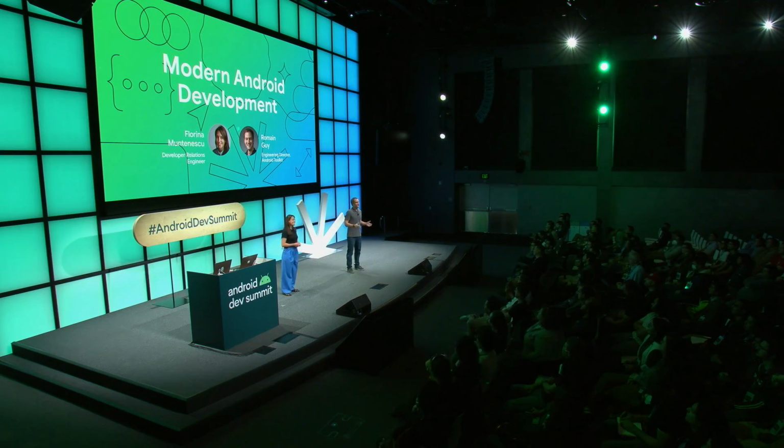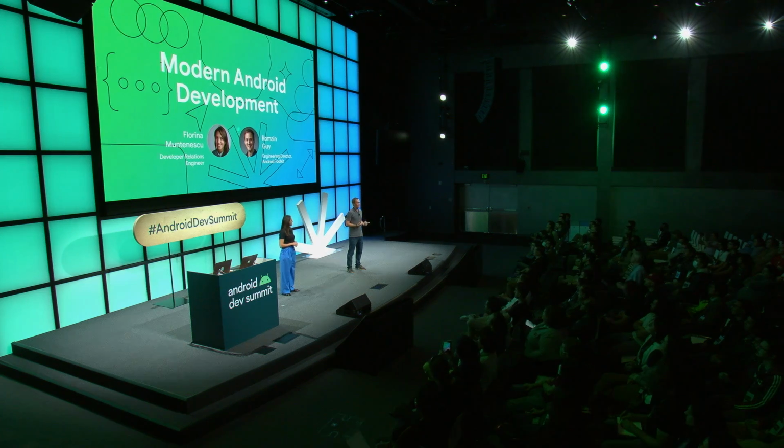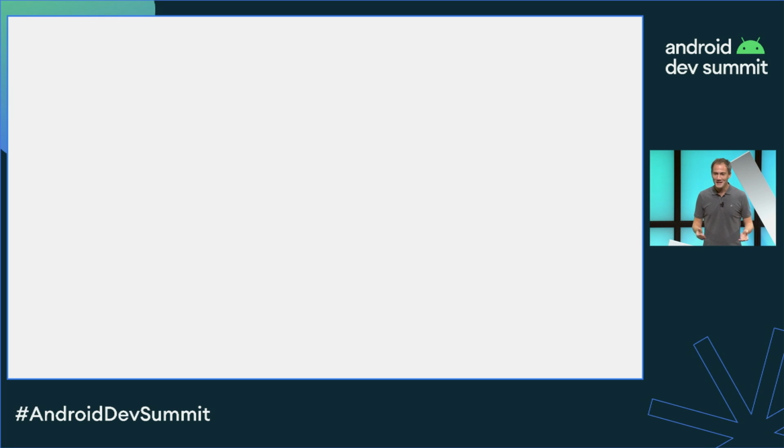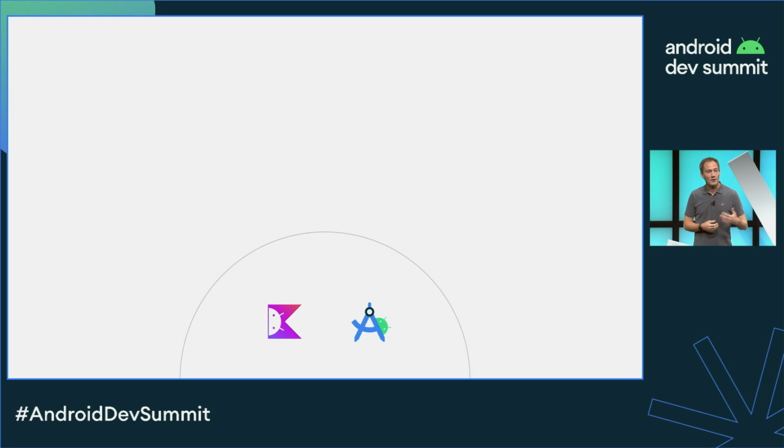A few years ago, we introduced a set of libraries, tools, and guidance that we call Modern Android Development, or MAD. And our goal is to make it faster and easier for you to build high-quality apps across all Android devices. And that's why we brought you Android Studio and Kotlin, and a bunch of Jetpack libraries, powerful Google and Play services, documentation, code labs, and a lot more.